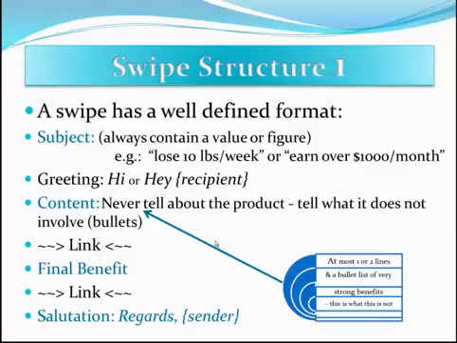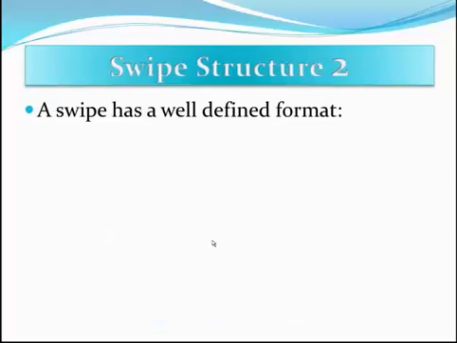At most, there should only be 1 or 2 lines and a bullet list of very strong benefits. And those bullet points should always tell your prospect what this is not about. So the swipe has a well-defined format, as I've shown you.